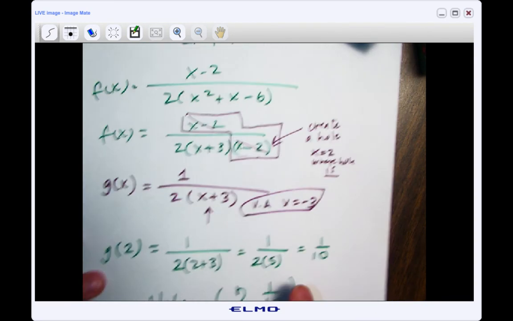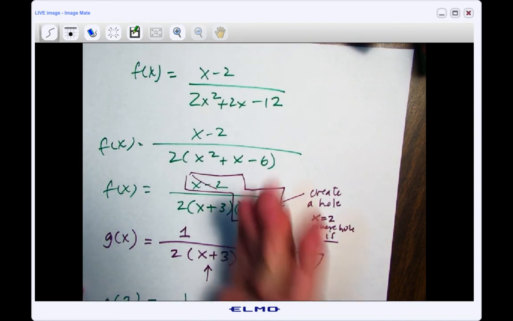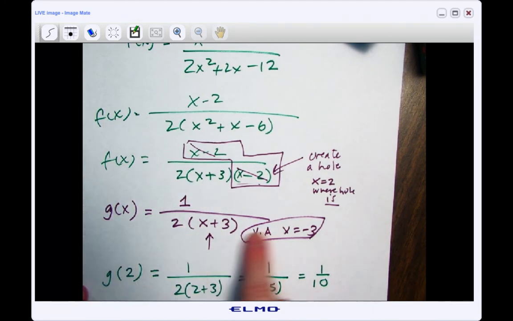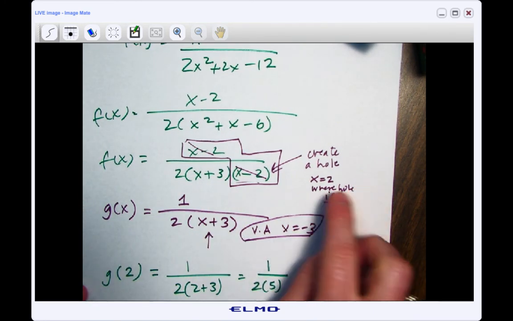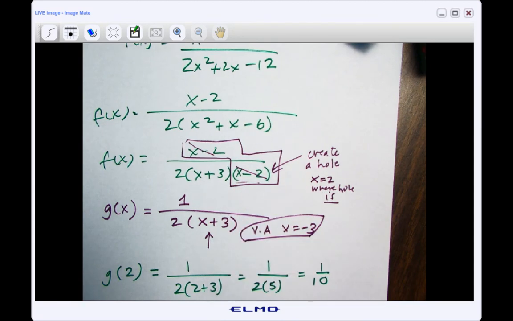So how do you find a hole? Look for factors that are on both the top and the bottom that you can rewrite as a 1. Cancel them out and use the twin function to plug in those excluded values that you canceled out. Make sense? All right, let me know if you have any questions.